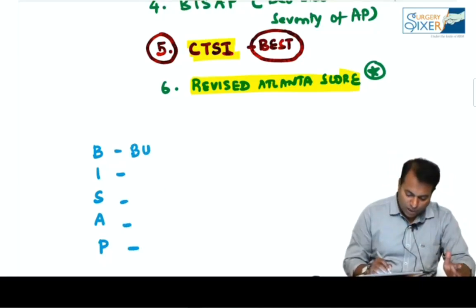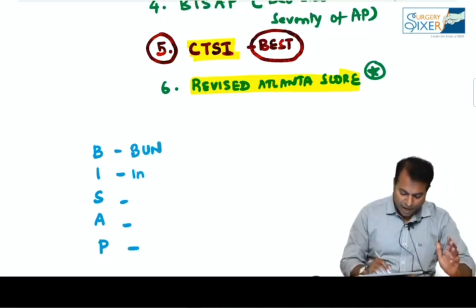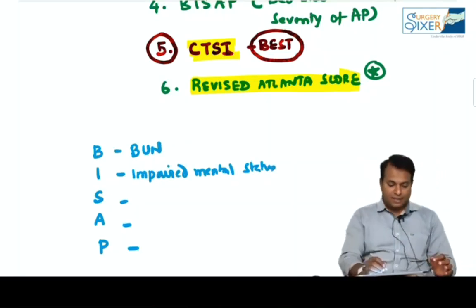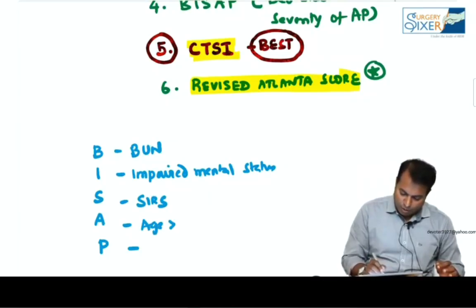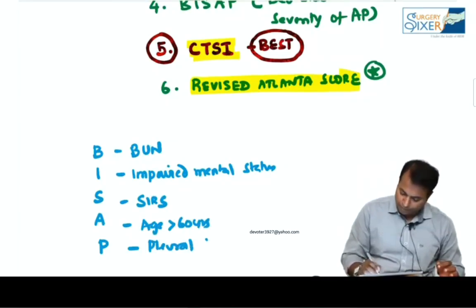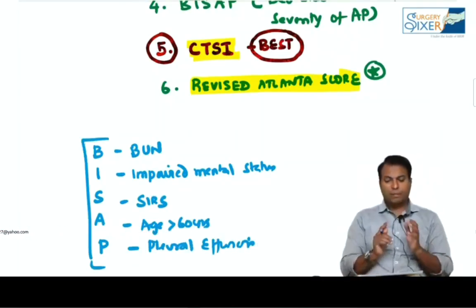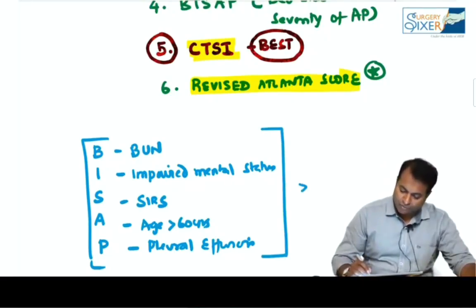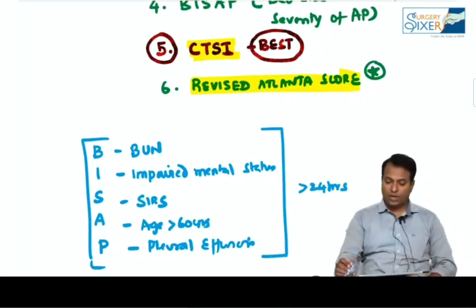B stands for blood urea nitrogen. BISAP. B for blood urea nitrogen. I for impaired mental status. S for systemic inflammatory response syndrome. A for age above 60 years, and P for pleural effusion. So the BISAP score is very easy to remember based on the mnemonic. This scoring can be done from 24 hours onwards. After 24 hours, we can use this scoring system to say what is happening to the patient.